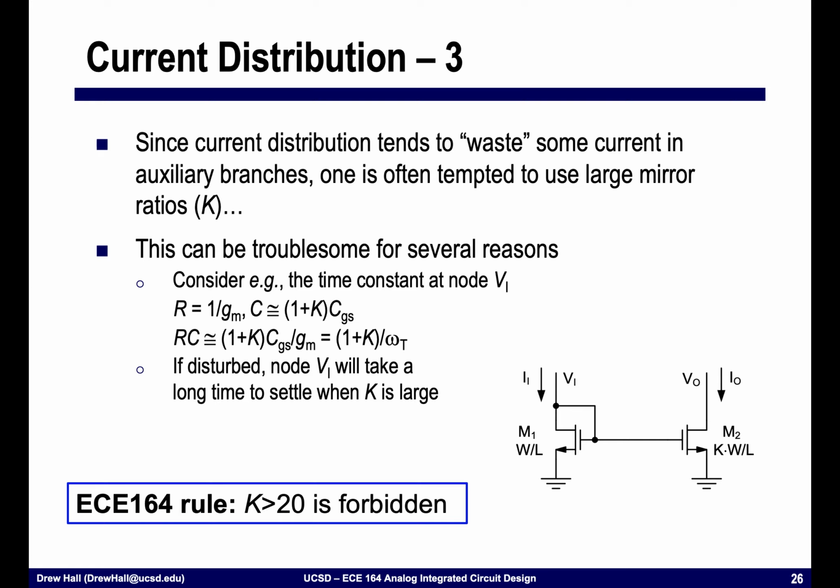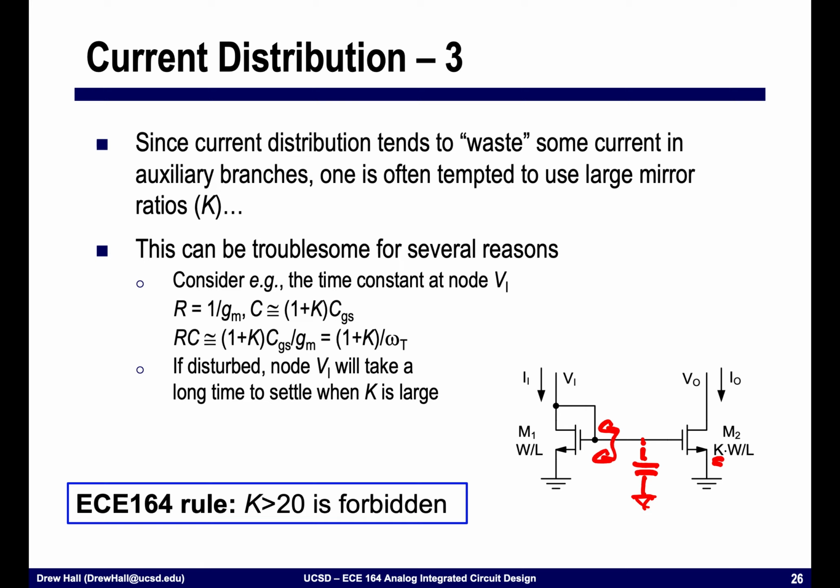Consider that we had this structure down in the bottom right, and if I wanted to find the impedance looking into this node, the impedance is 1 over GM, okay? Whereas the total gate capacitance on this node is CGS from M1 and K times CGS from M2, okay? And so what this means is that the time constant at this node is (1 plus K) times CGS divided by GM, or (1 plus K) divided by FT, where FT is, again, the transit frequency of this device.